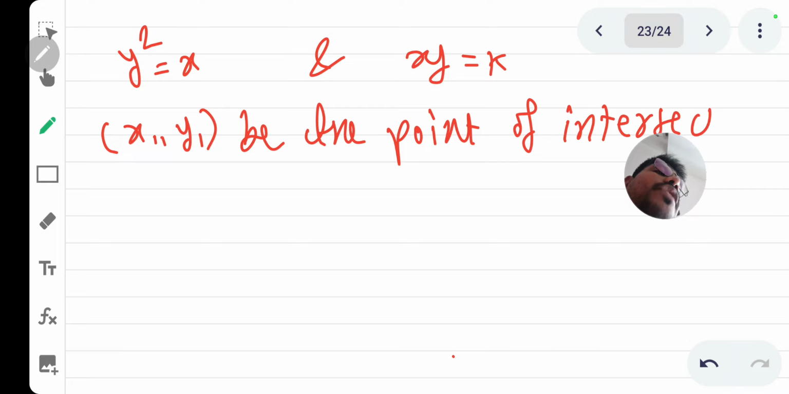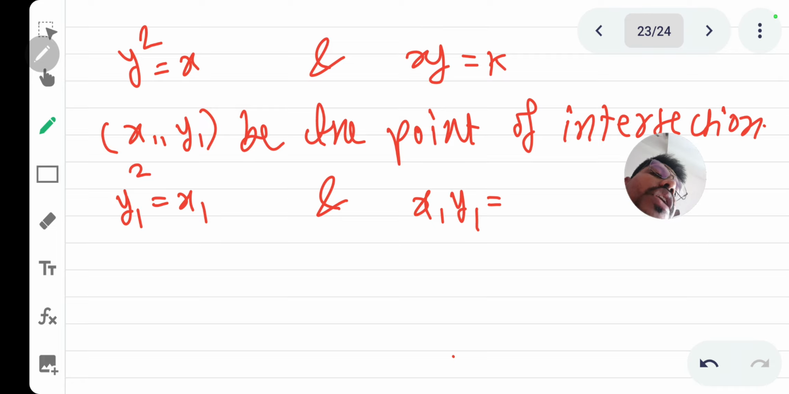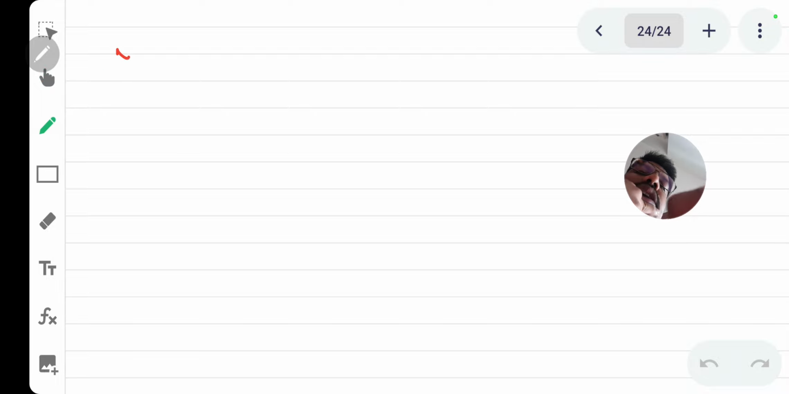Now as (x1, y1) is a point of intersection, I can very easily say that y1 squared equals x1 and x1 y1 equals k, because (x1, y1) will lie on both the curves and hence it will satisfy both the curves. Pretty simple, right? Okay.